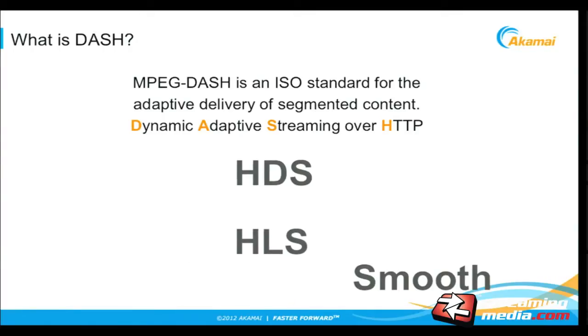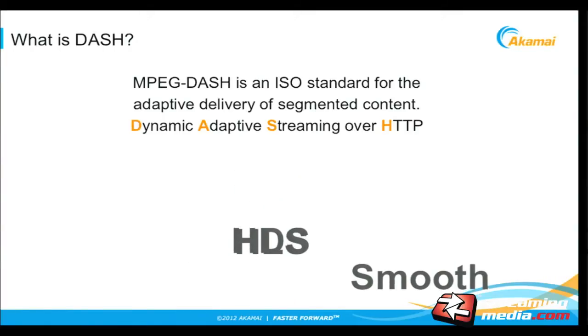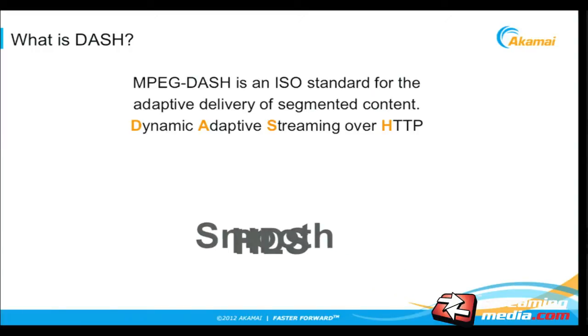It's an ISO-based standard for adaptive segmented delivery over HTTP. It takes HLS, HDS, and Smooth, blends them, adds in some new features to produce an ISO-backed standard for delivering media. There's one slide I like to show about Dash because from an engineering point of view, it really describes what it looks like. There's a manifest. It's a list of the content.